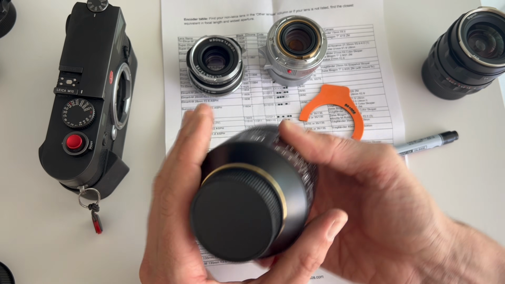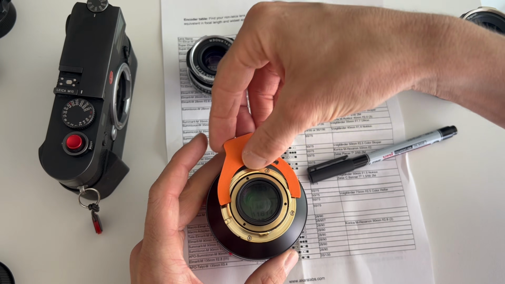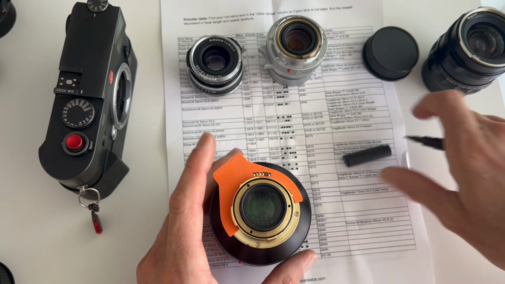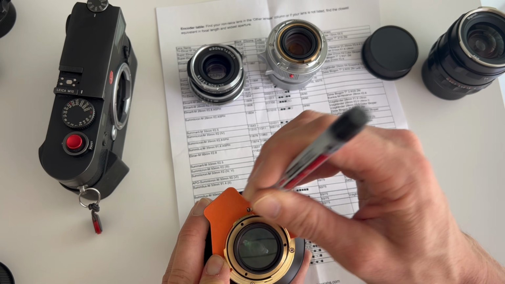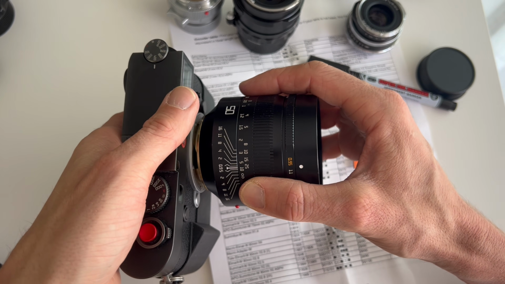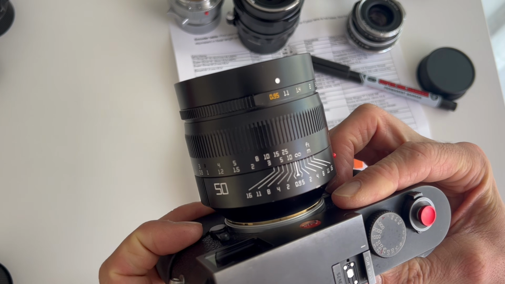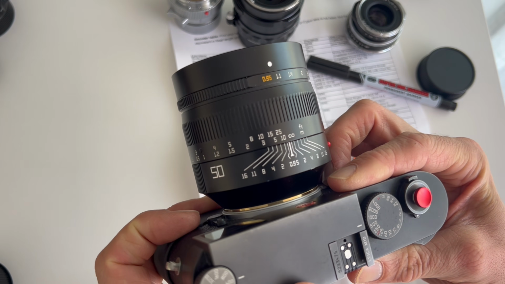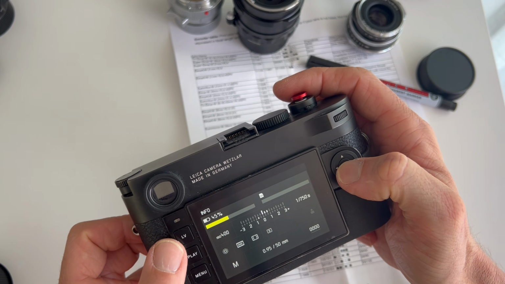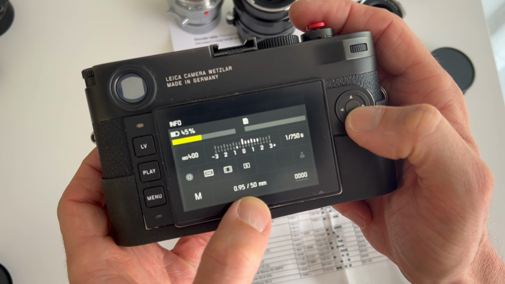Okay, well I do actually own the 50mm 0.95 TTArtisan lens. So let's now try and code this lens, and that should give the same results of it being a 50 0.95. So 2 out of 3 so far. So will it recognize it as a 50 0.95 Noctilux? Answer is yes. So 3 out of 4, that's pretty good.